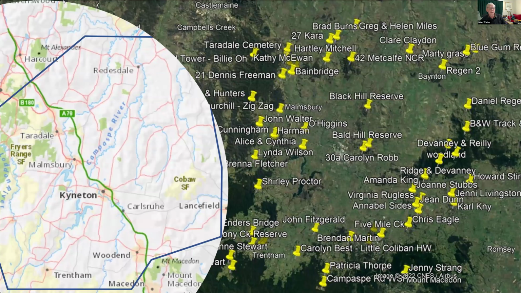And you can see here, I don't know if you can see my mouse pointer, but from up near Reedsdale to south of Trentham, from near Lancefield into the Friars Ranges, we covered a whole host of sites, mostly private property, but some public land in amongst them as well. On each of these locations, we did 2 to 4 individual survey locations on a particular site. So you can imagine the number of surveys that were actually undertaken.